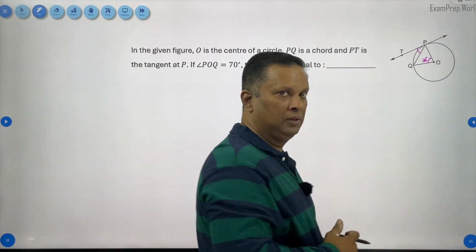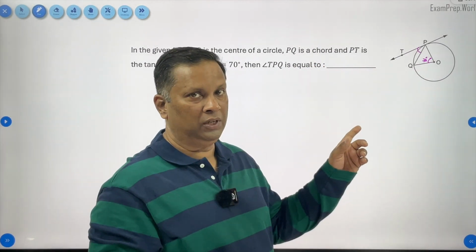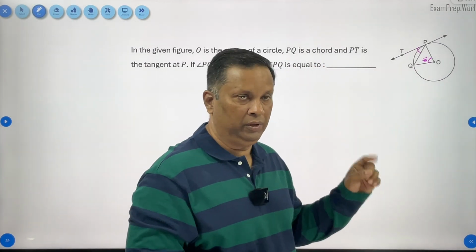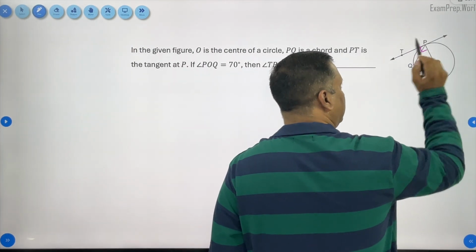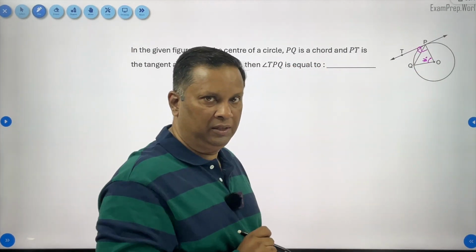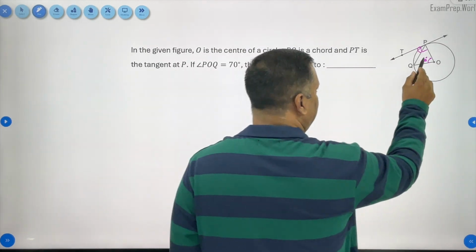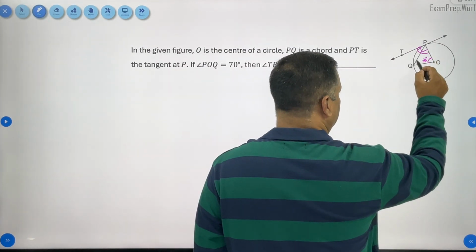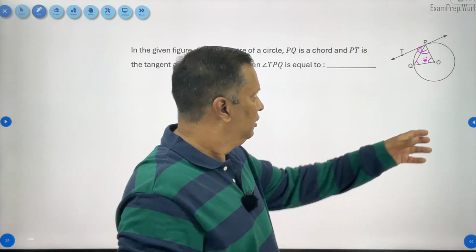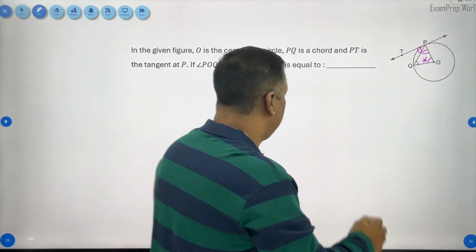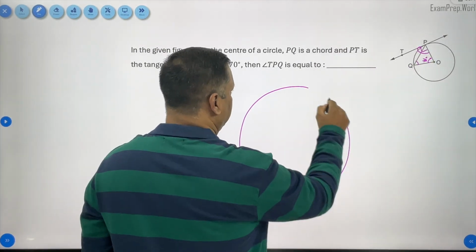Now don't confuse this one with alternate segment. This is not the alternate segment thing. How much is TPO? This one is 90. Correct. And if this is 70, this triangle is isosceles, right? How much will be that angle? 55, 55? Because 55, 55 and 70. I'll draw this thing once again for you here with a bigger one.